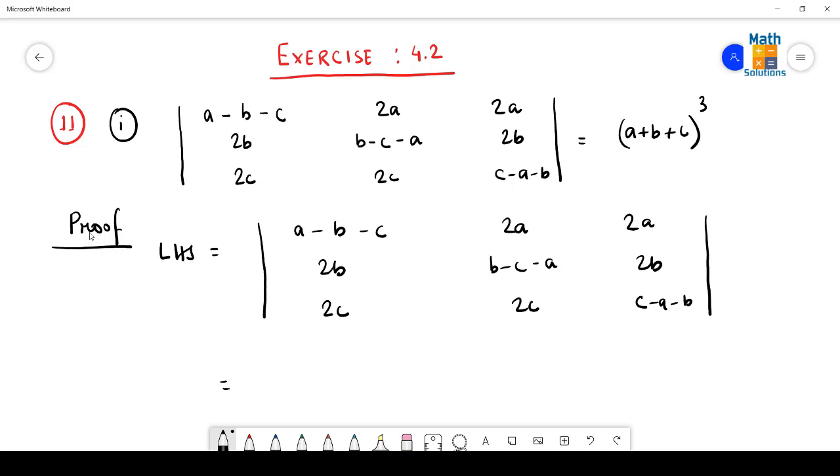Suppose I replace C1 by C1 plus C2 plus C3, would it be possible for us to get the form A plus B plus C? Suppose I check the first quantity, A minus B minus C plus twice A plus twice A. The result will be something different, like 5A minus B minus C. So if we proceed column wise, it will not be working. So we must proceed row wise.